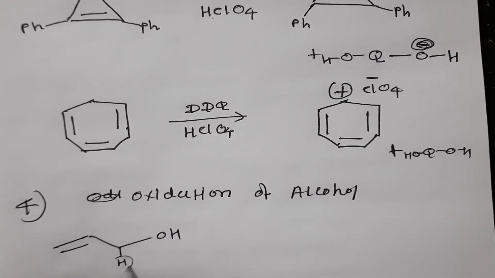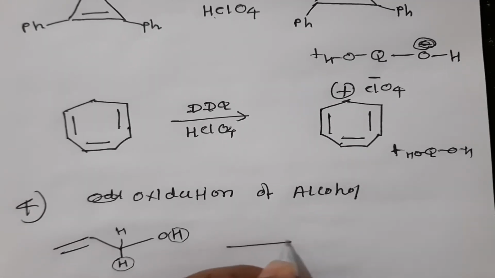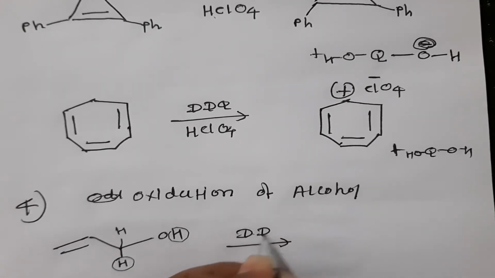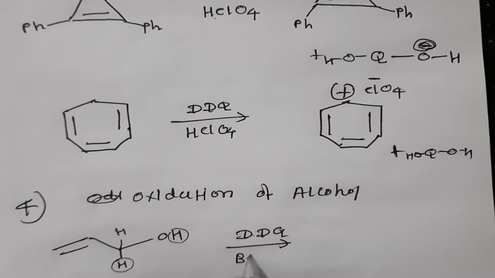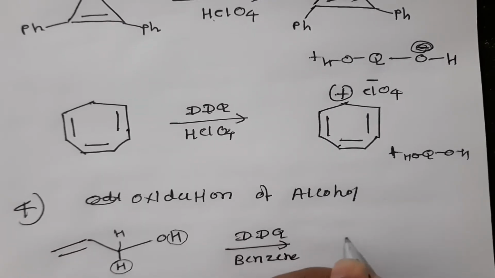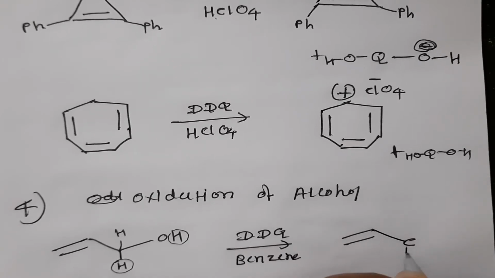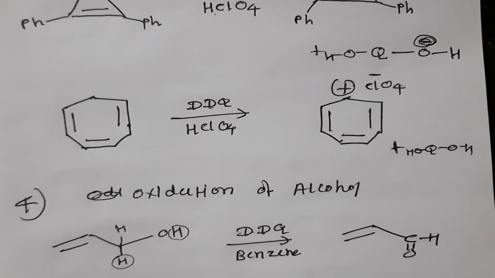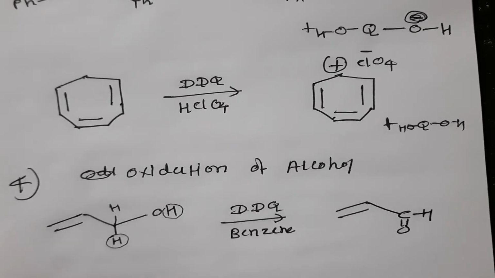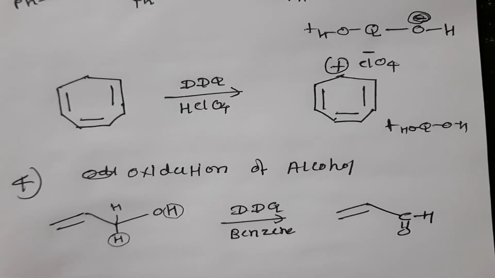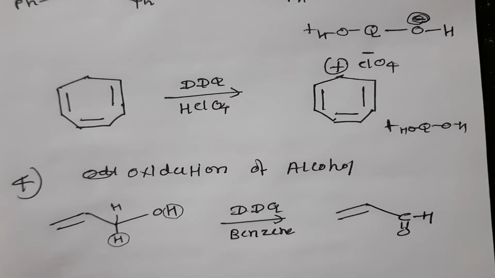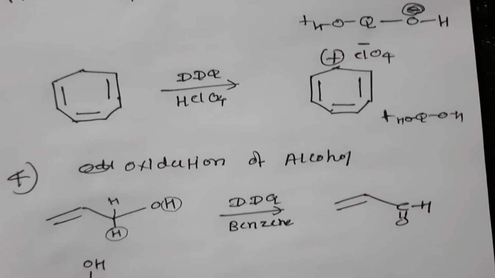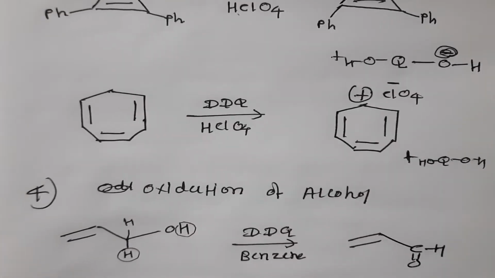One of the hydrogens is removed from here and one of the hydrogens is removed here, and there is a formation of a double bond between them, and one hydrogen is already there. So with the help of DDQ and benzene as a solvent, we get this type of aldehyde. If we take any secondary alcohol, then any oxidizing agent oxidizes secondary alcohol to ketone.